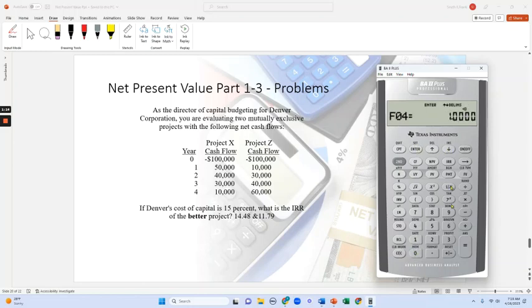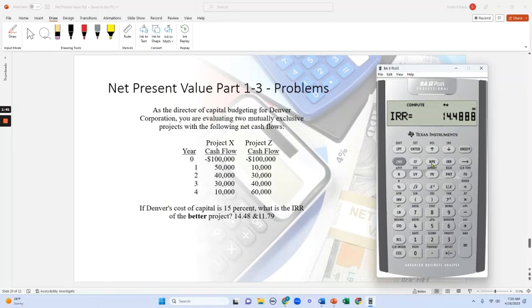So I want to find the internal rate of return of this project. I hit the IRR button, and I hit compute, and I get that project A earns 14.48%. Not too hard. It probably rounds up to 14.49, but at any rate, it earns about 14.5%. So let's check out project Z, the second one.